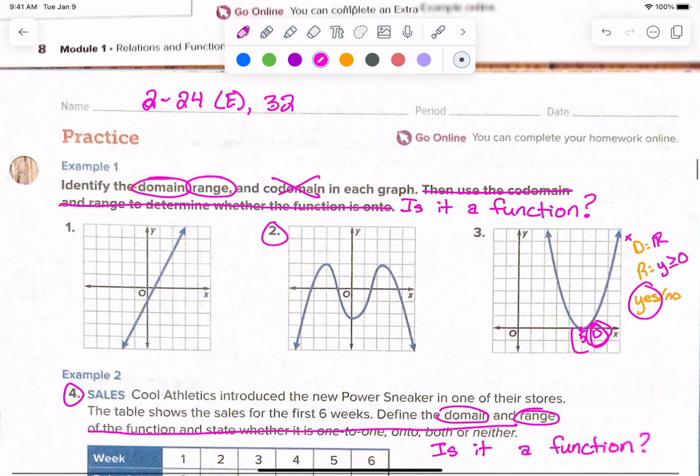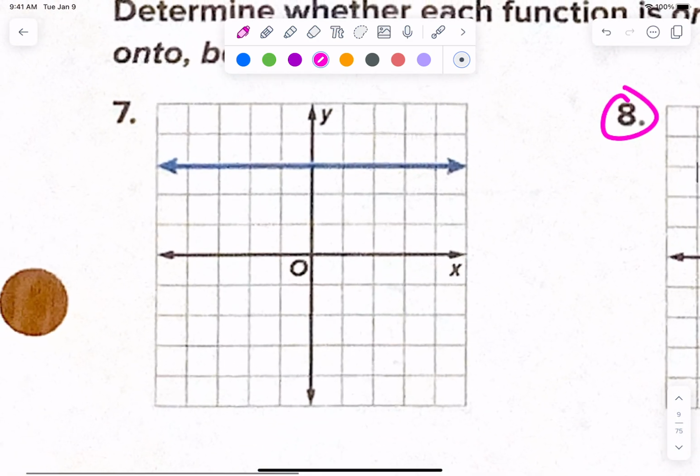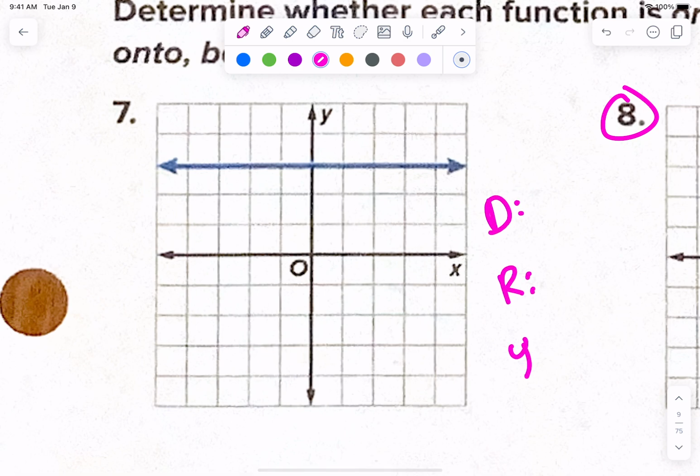Very nice. Okay, next. Do domain and range for this one. Domain, range, yes or no. Is it linear or a function? Is that what you're asking? Do domain, range, and then yes or no, is it a function? Any kind of function.